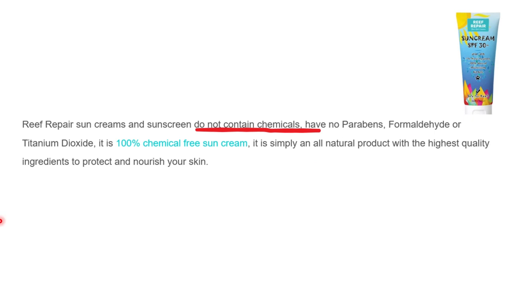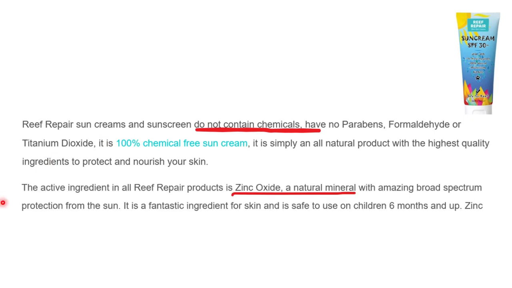So I'm thinking to myself, well, titanium dioxide, that's TiO2. That's two elements, titanium and oxygen. And yeah, that's a chemical. So what in the world is this product if it's not a chemical? It's zinc oxide, a natural mineral. Well, guess what zinc oxide is? So yes, while zinc oxide is a safe and effective sunscreen, it is absolutely still a chemical.